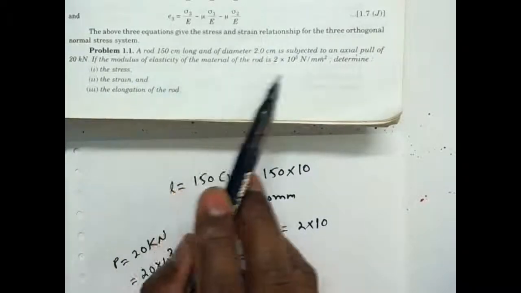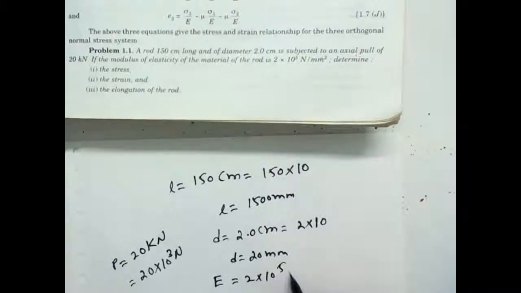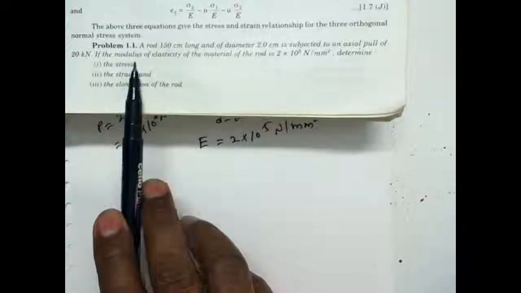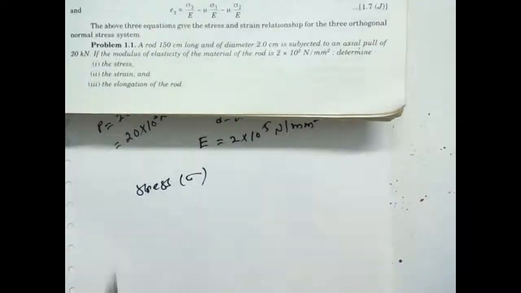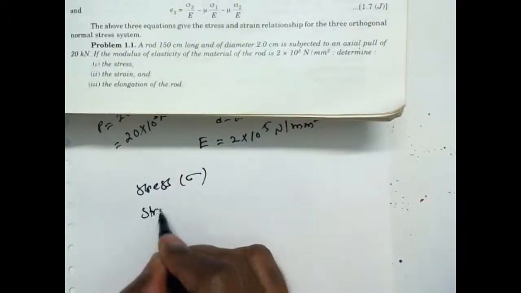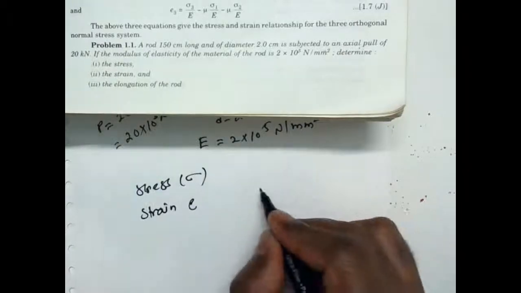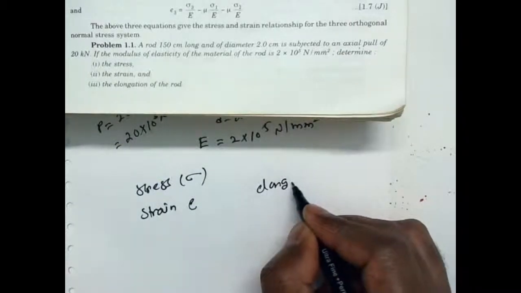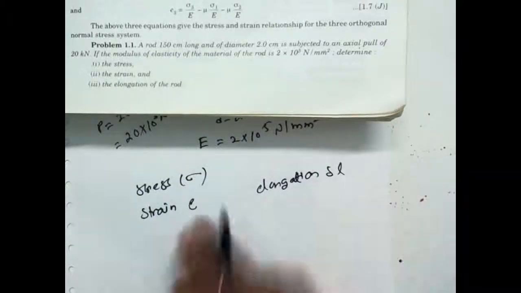Modulus of elasticity of the material is 2 into 10 power 5 Newton per mm square, that is the capital E. Capital E equal to 2 into 10 power 5 Newton per mm square. Determine stress, that is sigma. Strain, that is small e. Elongation means small delta L. We have to find these three.